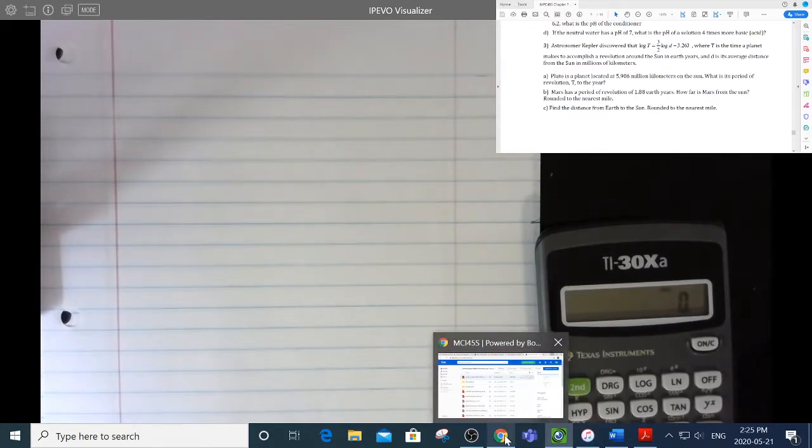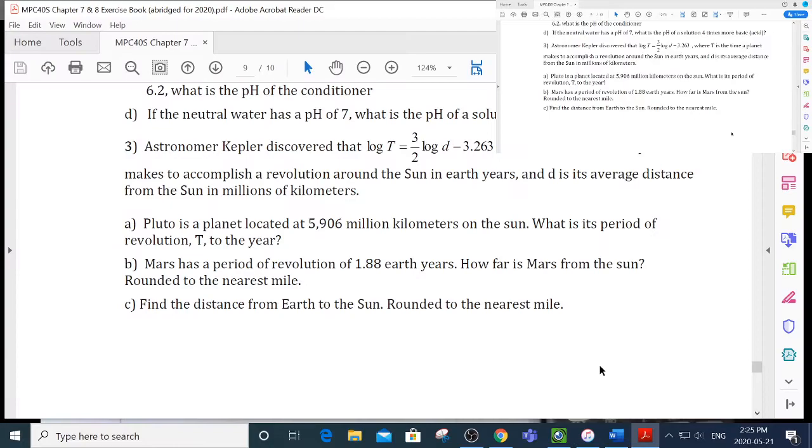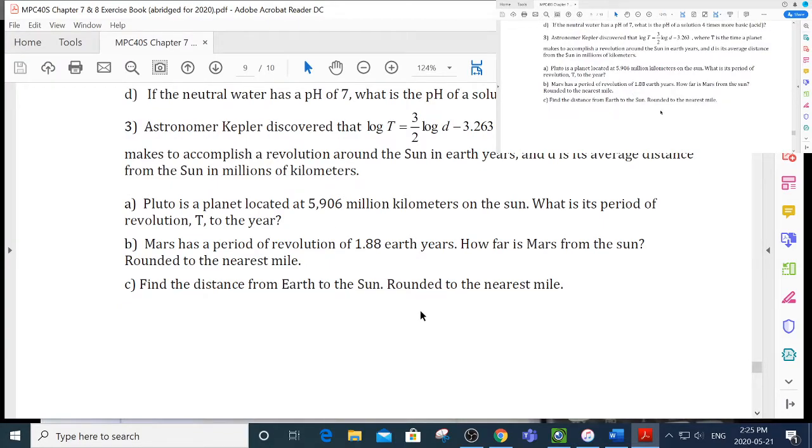All right, number 3. Number 3, switching over to a much more fun science than chemistry. Sorry, chemistry people, but you're nowhere near as cool as astronomy. Astronomy, let me sharpen my pencil while I read this question.